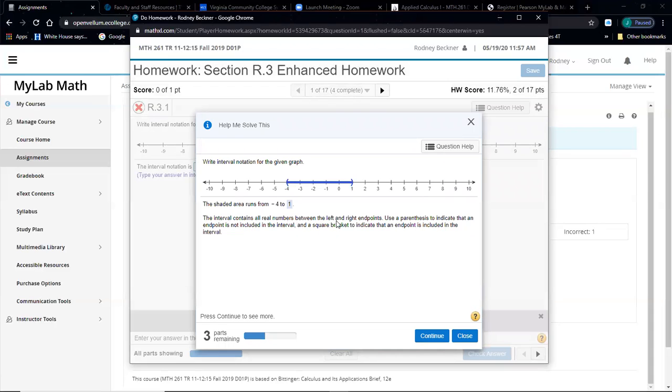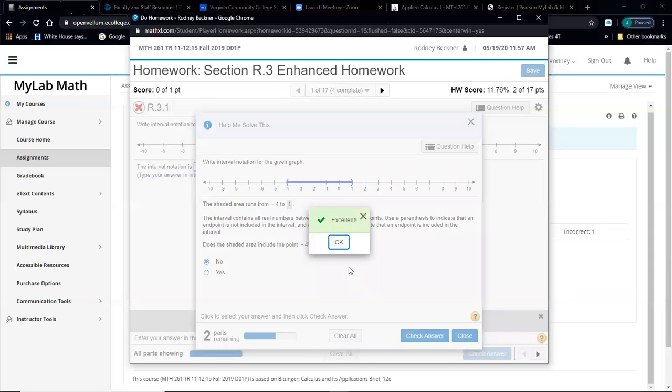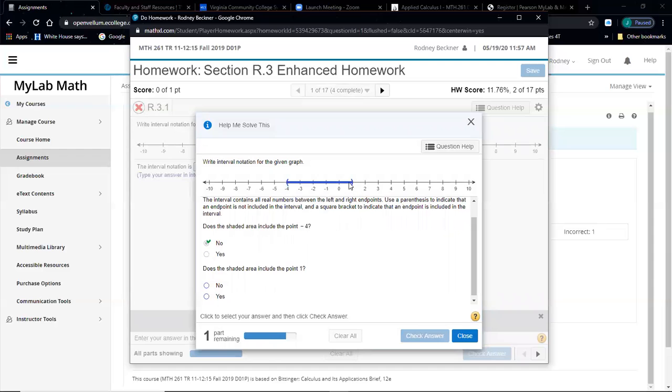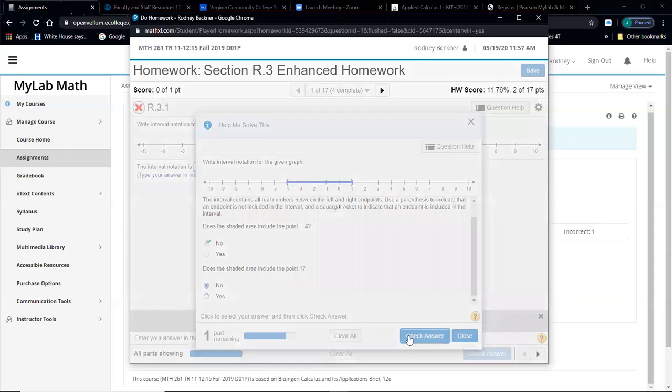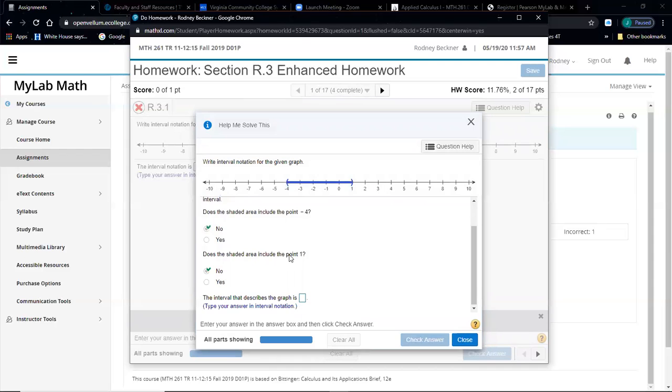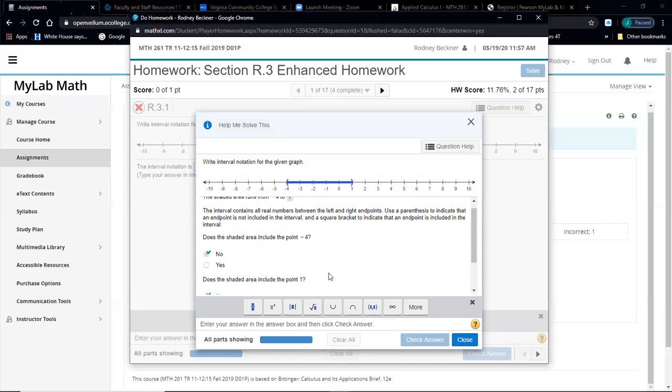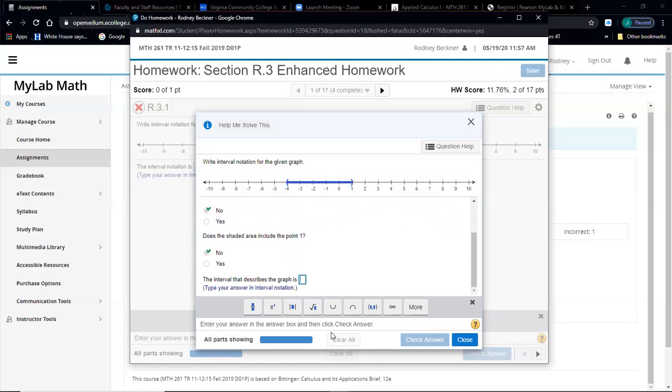Interval contains all real numbers between the left and right endpoints. Use parentheses to indicate that an endpoint is not included in the interval. See, these are parentheses, which means the interval notation will also be parentheses around the numbers. There's also brackets. We'll discuss that later, what a bracket would be used for. Does the shaded area include the point -4? So this parenthesis means it's not included, so you can go no. Cool. Does it include the 1? Well, that's a parenthesis, so no. A bracket would. So the interval that describes it should be parentheses -4, 1.